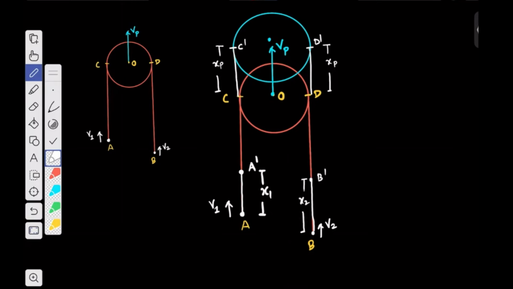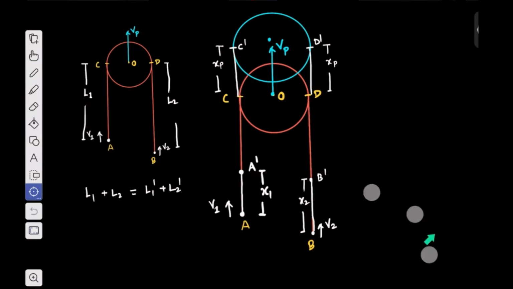Next, the length of the string in total, on left and right all together, will remain the same. Whatever amount it gets reduced on one side, the same amount it will end up increasing on the other side. So I can write that AB plus CD, sorry, AC, the string on the left side, I will call L1, and the one on the right I will call L2. The string on left and right after considering those displacements is L1 dash plus L2 dash. What happened to our length now? Because of A going up, the length on the left side has been reduced by x1, and because of C going up, it has been increased by xp.